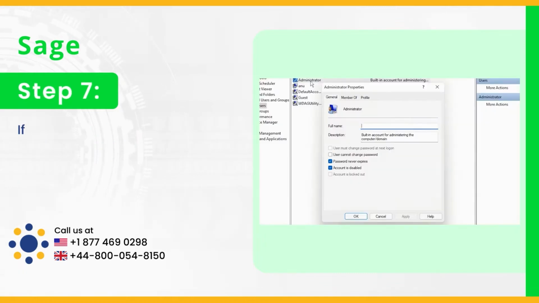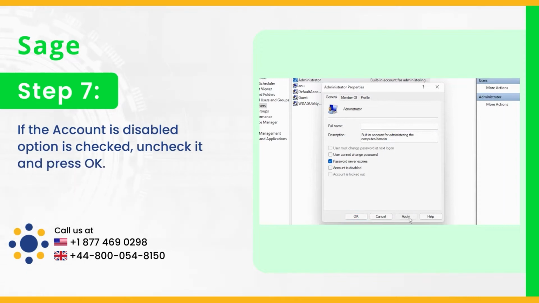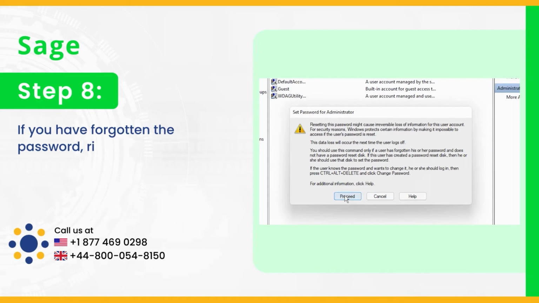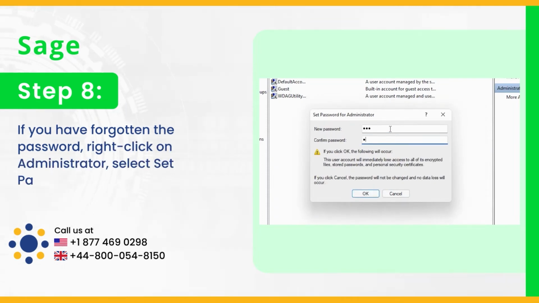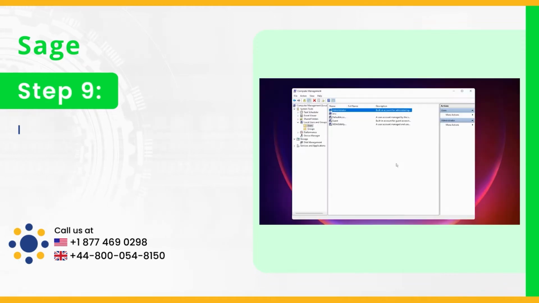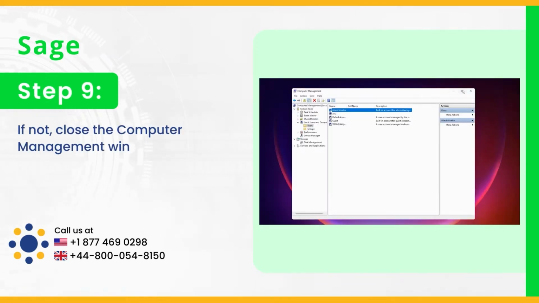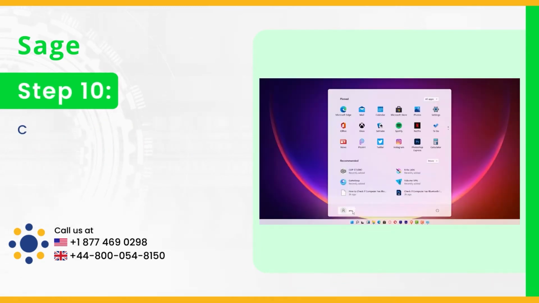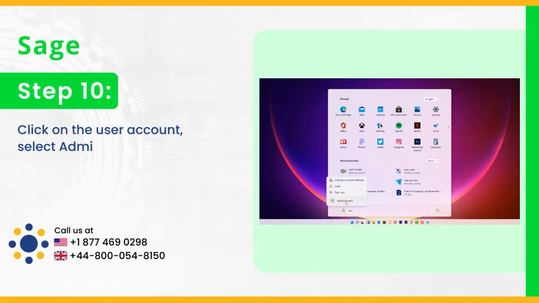Step 7. If the account is disabled option is checked, uncheck it and press OK. Step 8. If you have forgotten the password, right-click on Administrator, select Set Password and set the password. Step 9. If not, close the Computer Management window and click on the Start menu. Step 10. Click on the user account, select Administrator, and log in.